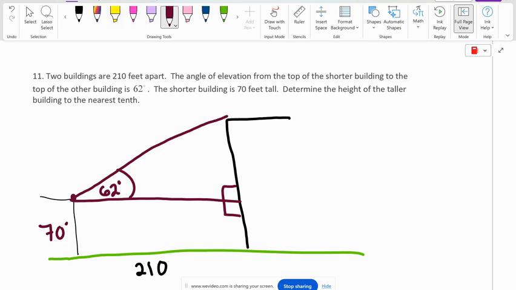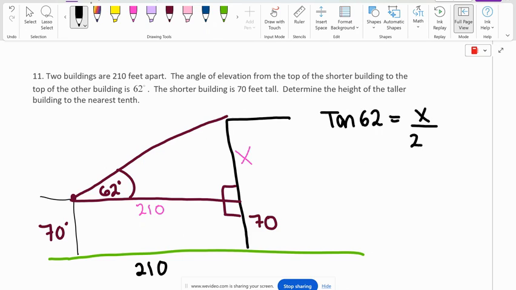Well, do you guys agree I made a right triangle and a rectangle below it? So if 210 is the bottom of the rectangle, 210 is also the top of the rectangle. I can go ahead and solve for x. When I solve for x, is that my final answer? No, I'll need to solve for x and then add 70. So we have opposite and adjacent, which is tangent. So tangent of 62 is equal to x.